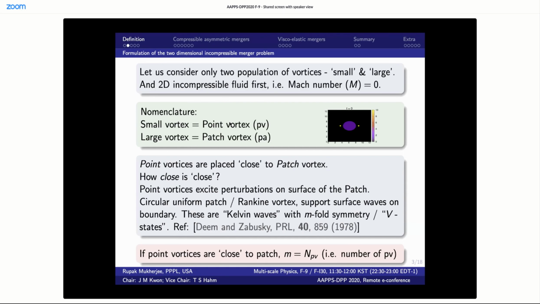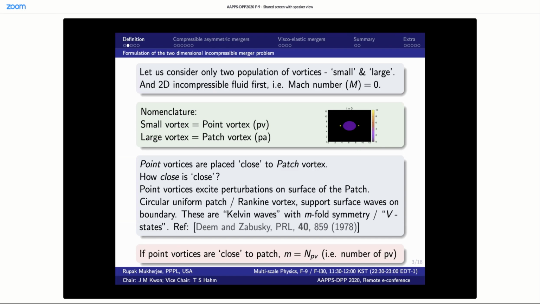After defining what is point and patch, we have to be clear about where we will put these point vortices. We have mentioned that the point vortices are placed close to the patch vortex. So this is the patch, but how close is close? We'll be giving some quantitative explanation of how close is close. Before that, as of now, let's keep it vague that this is something close to the patch vortex.